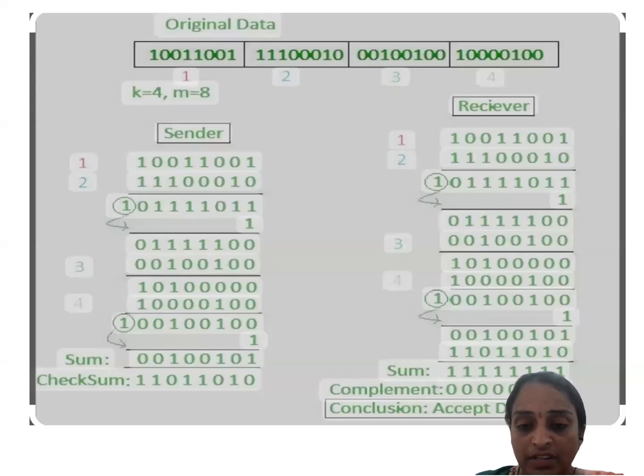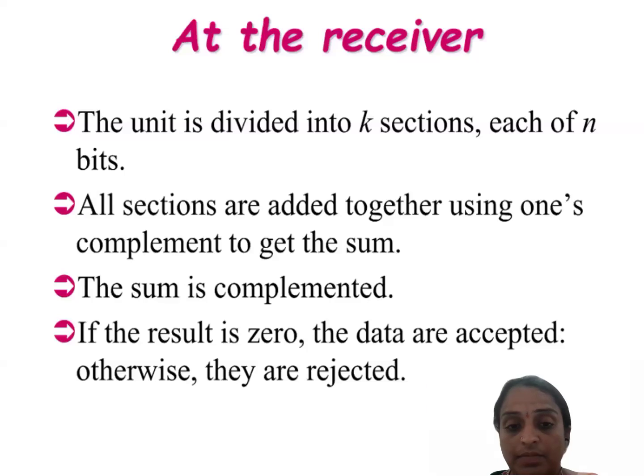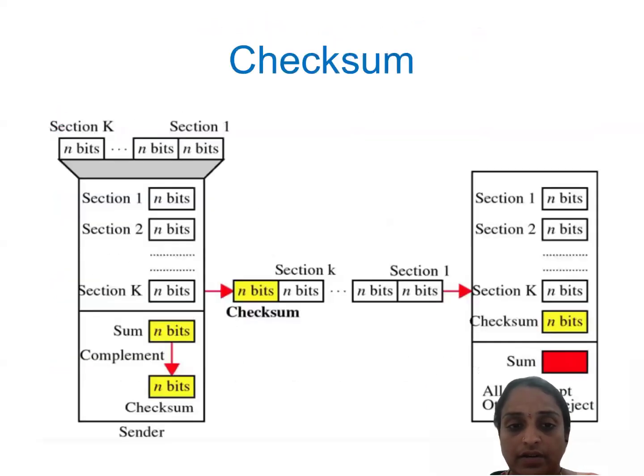After performing the addition, we get some sum. Here we have to observe that all the bits are 1, 1, 1. All are 1. We complement this. After complement, all the bits are 0. If the output after complement is 0, the data will be accepted. Otherwise, the data will be rejected. Rejected means errors can be present in the data.